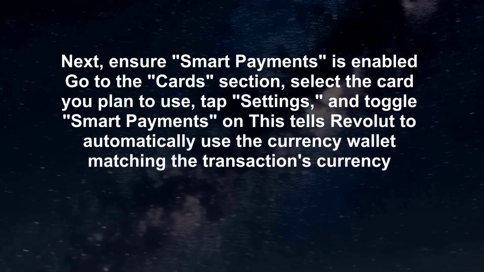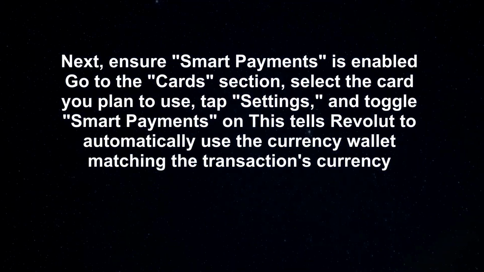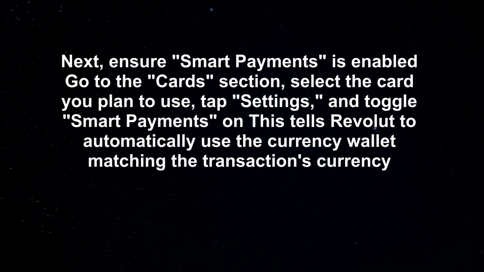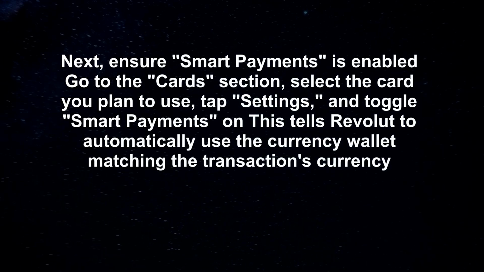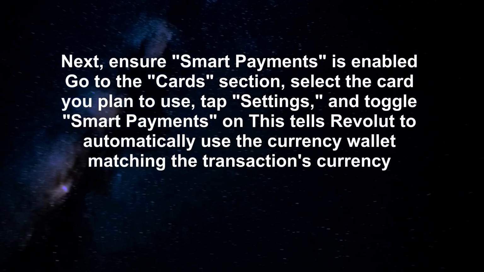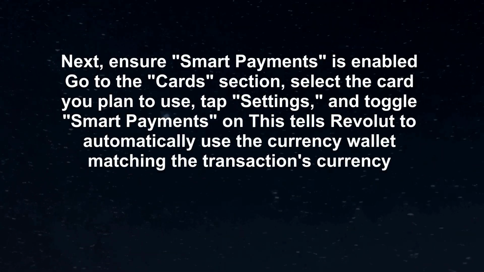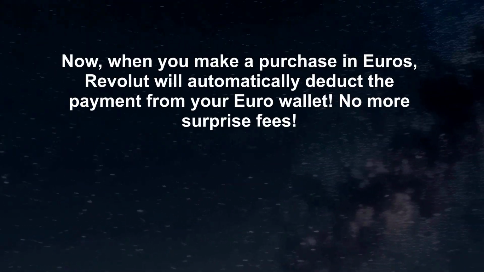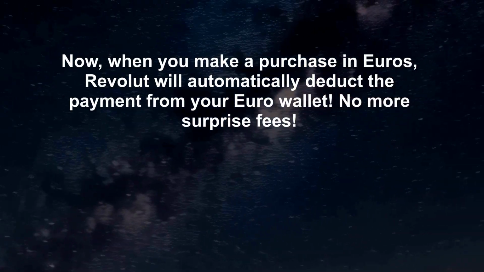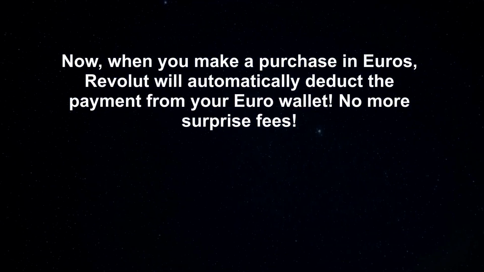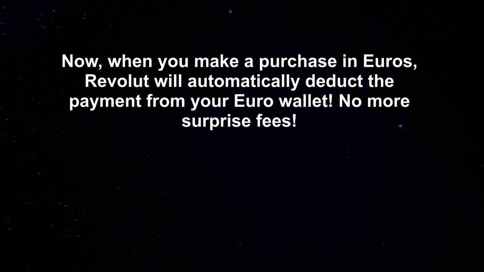Next, ensure smart payments is enabled. Go to the card section, select the card you plan to use, tap settings, and toggle smart payments on. This tells Revolut to automatically use the currency wallet matching the transaction's currency. Now, when you make a purchase in euros, Revolut will automatically deduct the payment from your euro wallet. No more surprise fees.